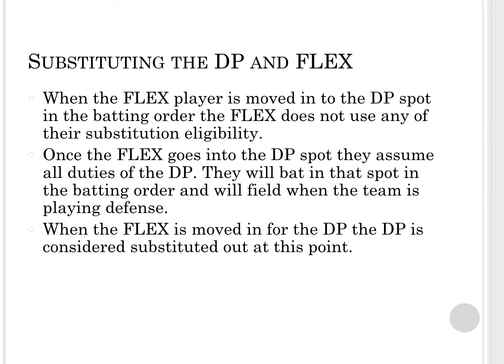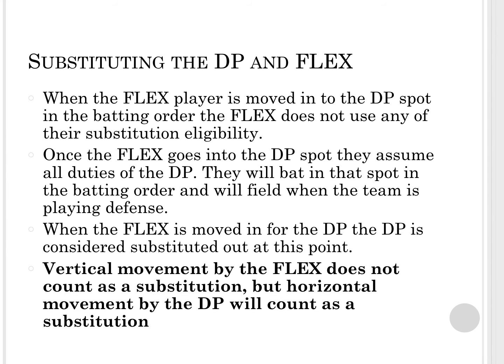When the flex is moved in, the DP is considered substituted out at that point. The flex can go and sub in for the DP numerous times in the game. The flex will not lose their eligibility rights or their substitution rights at all. But the DP, every time that happens, is considered to have been subbed out. This is a way to think about it. Vertical movement by the flex does not count as a substitution, but horizontal movement by the DP does count as a substitution.